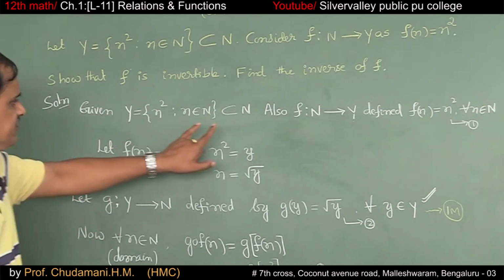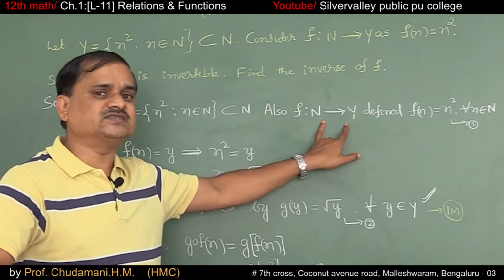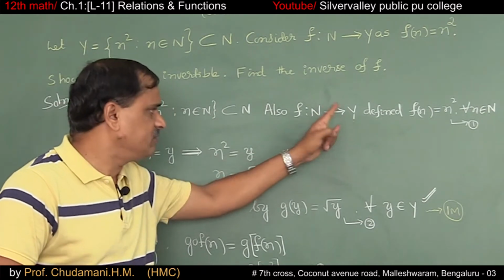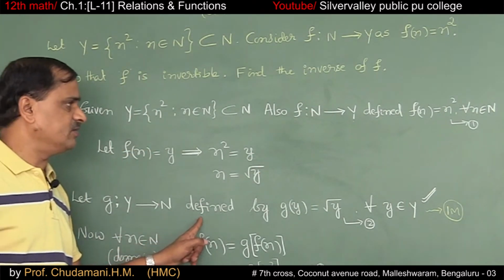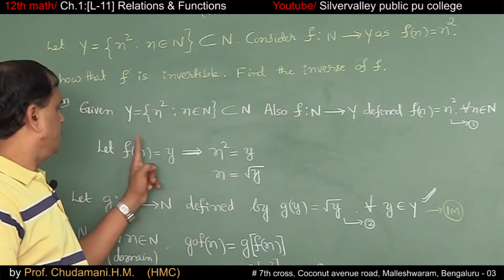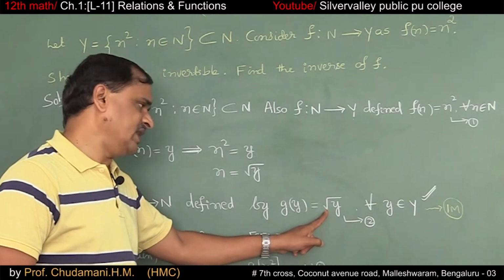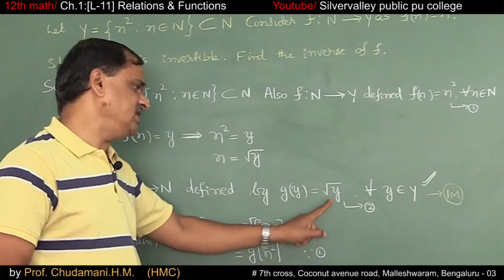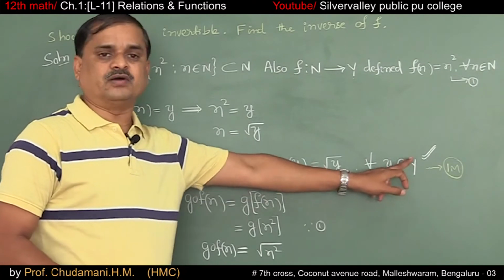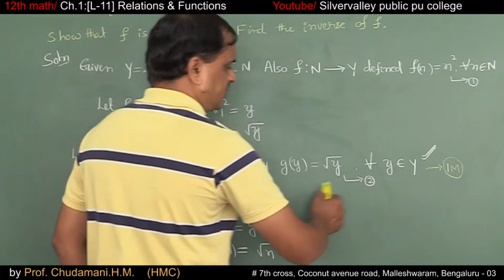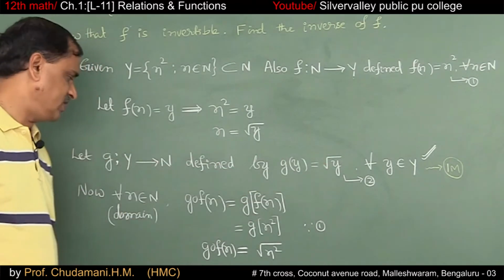So now f from N to Y, the inverse of f, let me take it as g. Let us assume that as g. G from B to A, that is Y to N. G from Y to N defined by g of y is equal to n. N is nothing but root y. Say this equation 2 for all y belongs to capital Y. This carries 1 mark. If you write the equation 2, if you assume the inverse function like this, you will get 1 mark.